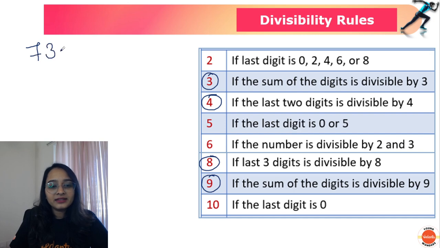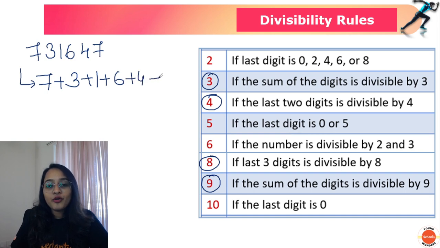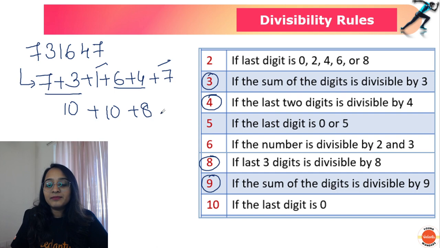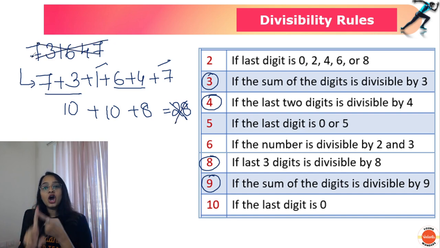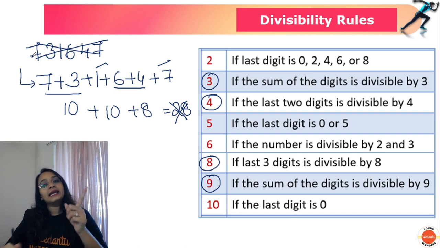For example, 731647. Okay, so let's add every digit. 7 plus 3 plus 1 plus 6 plus 4 plus 7. 7 plus 3, 10. 6 plus 4, 10. 7 plus 1, 8. 10 plus 10 plus 8 is giving you 28. Is 28 divisible by 9? No. So this entire number will not be divisible by 9.